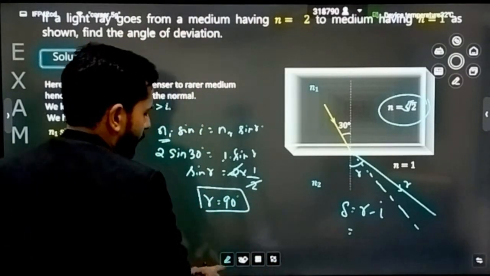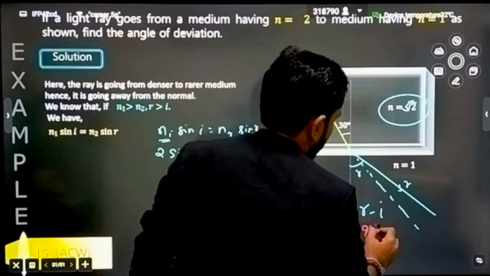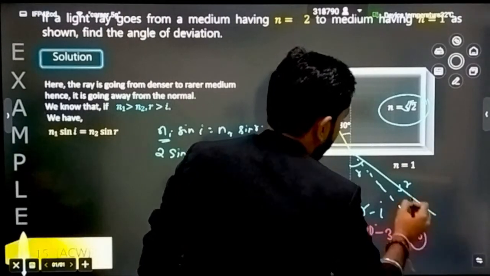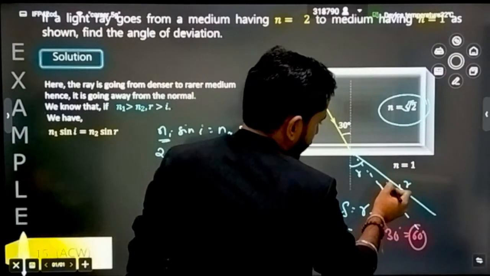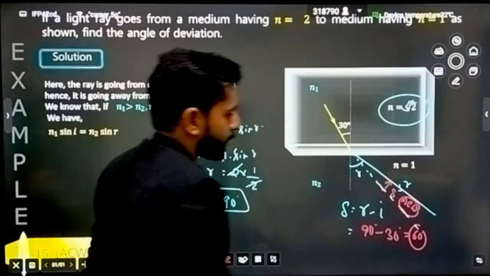And how much deviation will you say? Deviation is higher minus smaller. That means 90 minus i, that is 30. The answer will be 60 degrees. And in which sense is this deviation coming? This was the original path from here to here. That means it is 60 degrees in anti-clockwise direction.